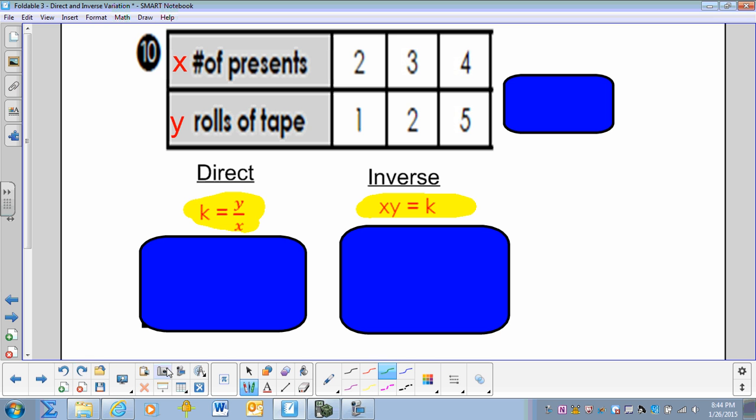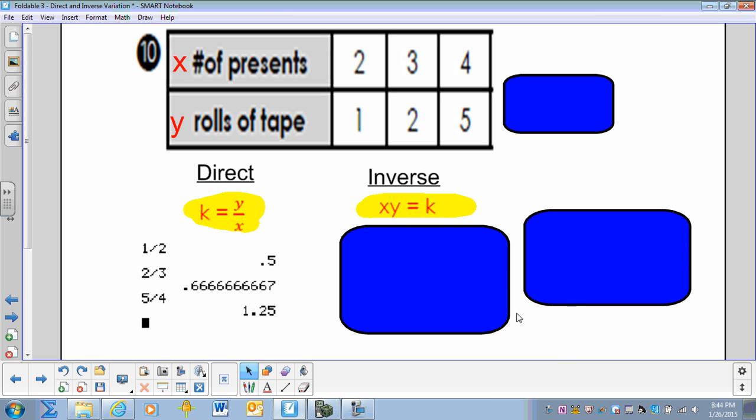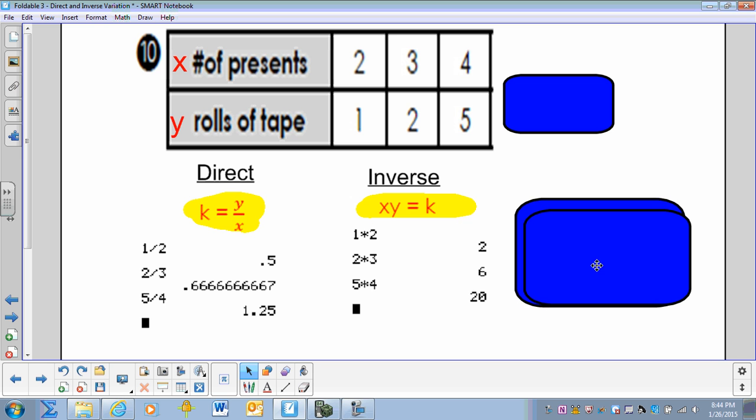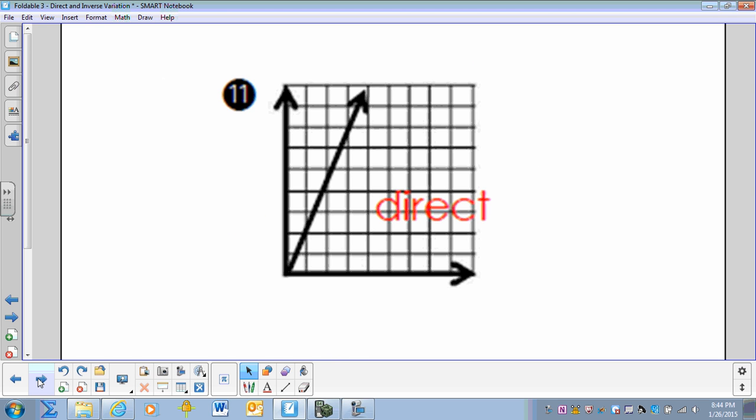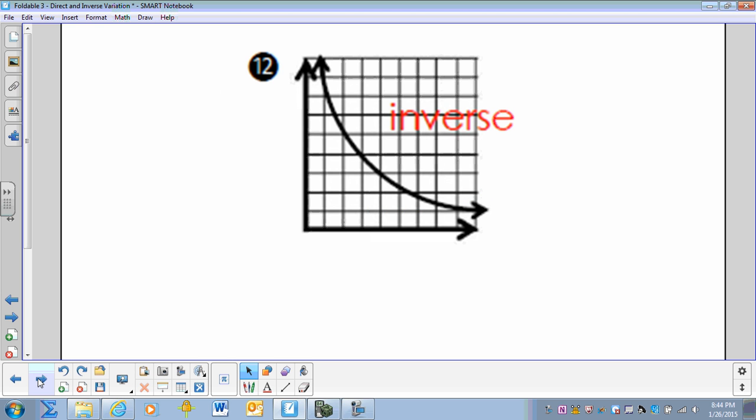In order to be a direct variation, y divided by x needs to be the same. Or if this is an inverse, x times y needs to be the same. And in this instance, neither one are the same, so it's neither a direct or inverse variation. Number 11 is a direct variation, and number 12 is an inverse variation.